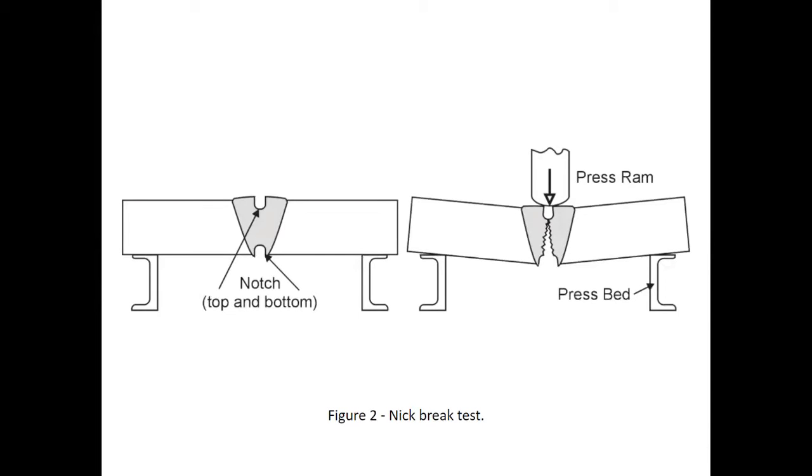Right off the bat, what we're looking at here is what's called a nick break test. This falls under the category of destructive testing methods. What they often do is cut a notch right through the top of your weld and right through the bottom of your weld. Then they take a press ram and see how much force it takes to split your weld in half.